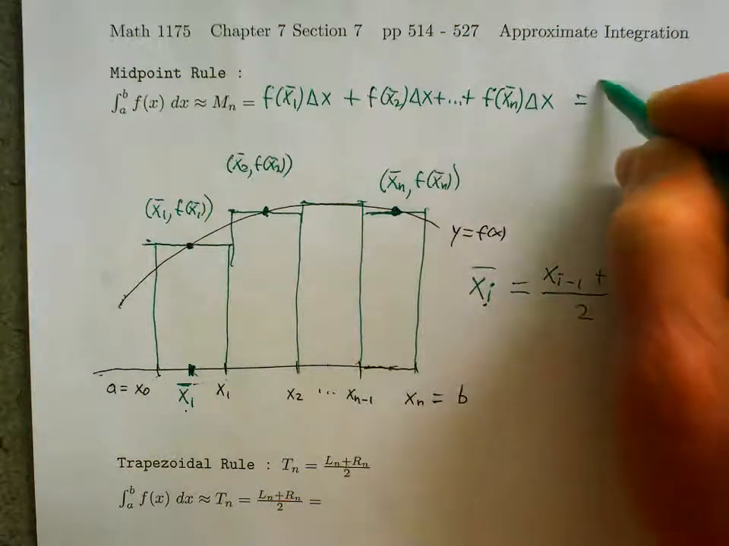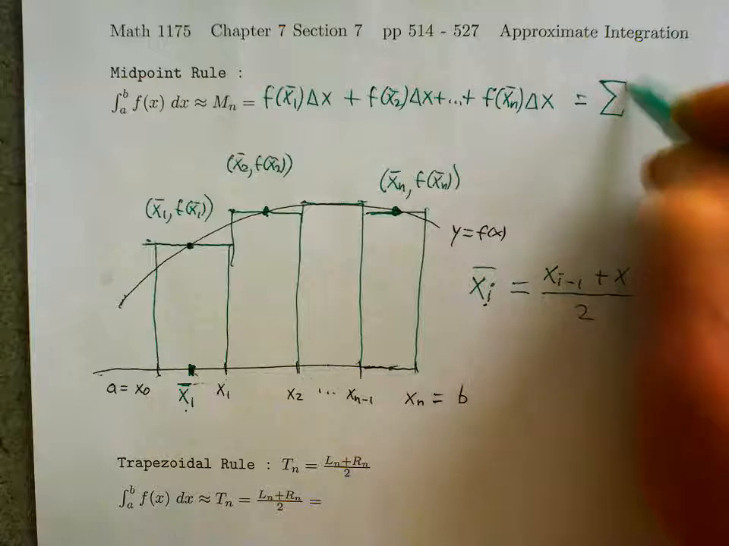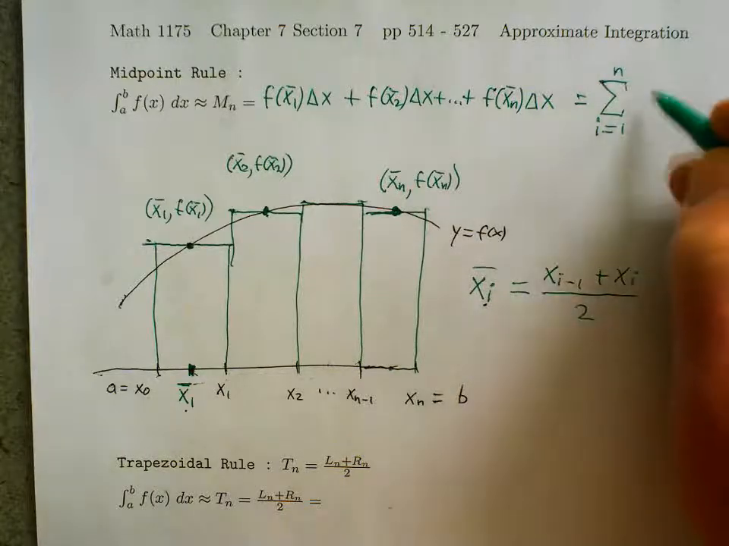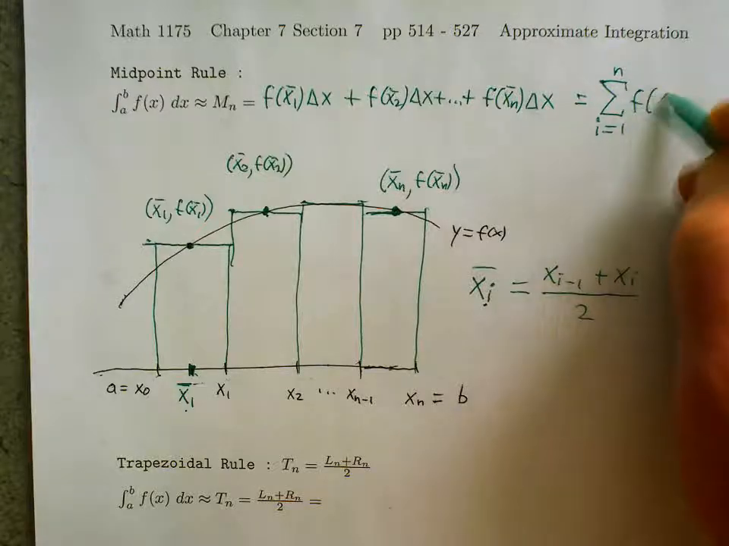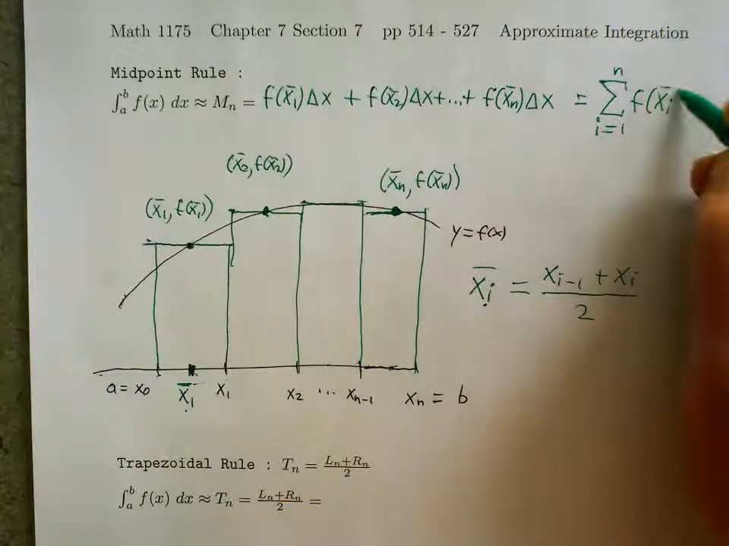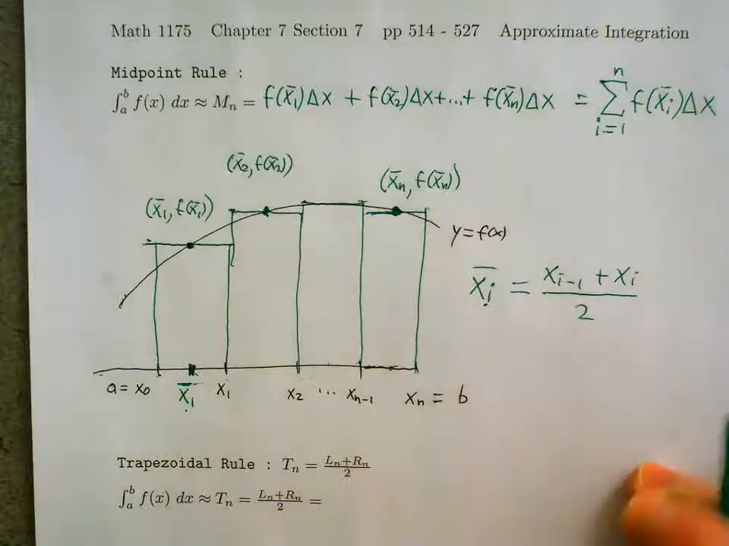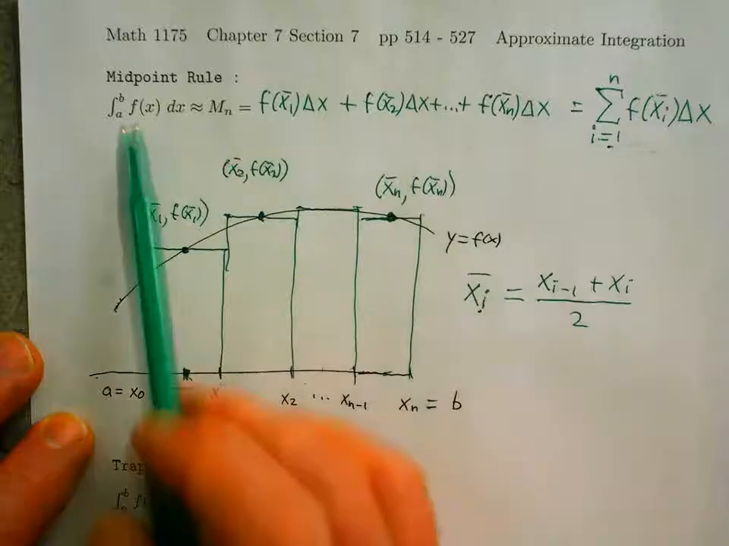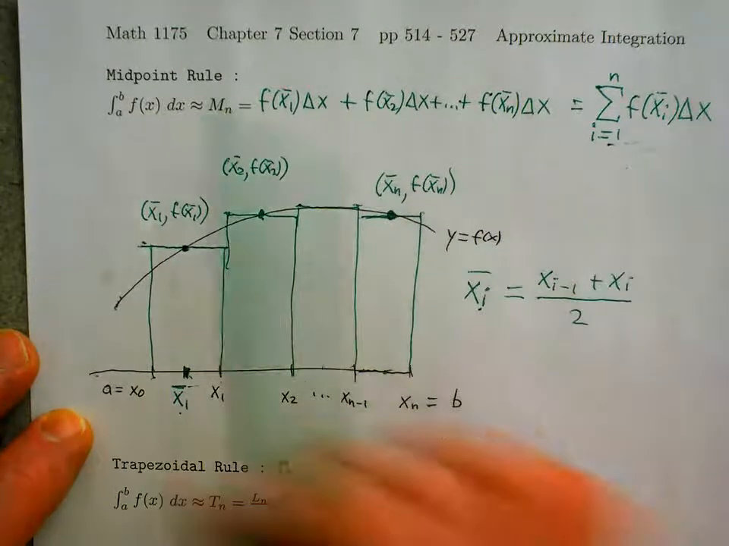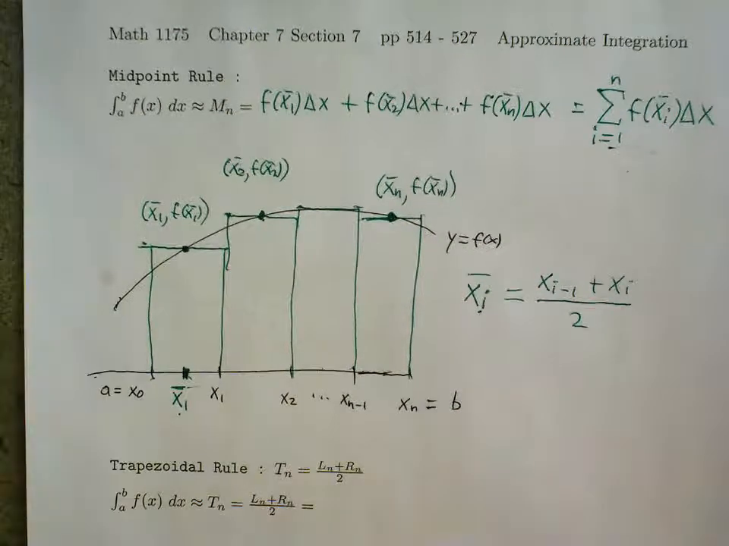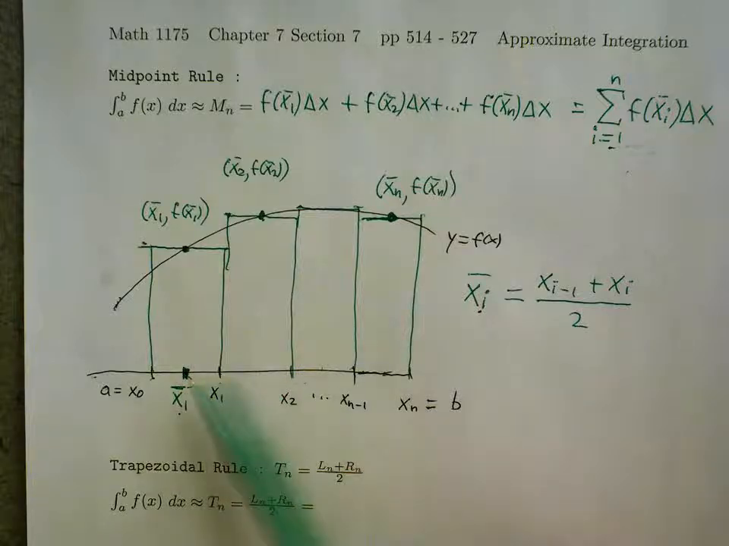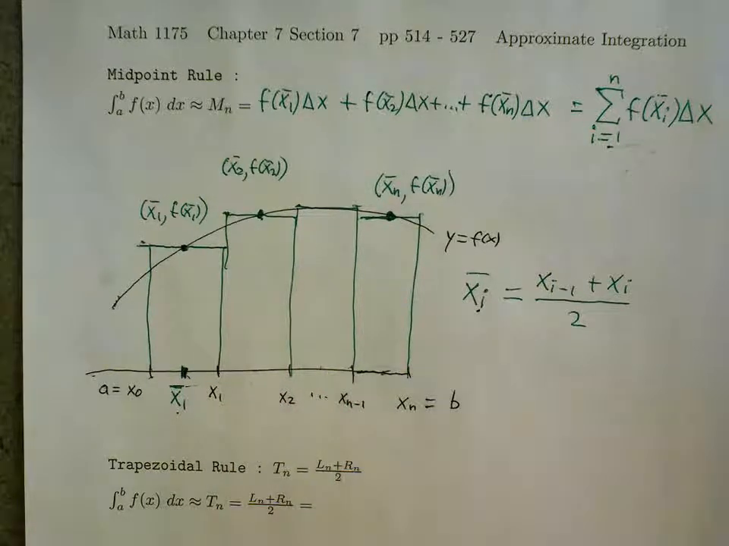And then in sigma notation, from i equals 1 to n, the terms have the form f of x sub i bar times delta x. So this is the approximation of the definite integral using the midpoint rule. The midpoint rule is sort of tedious because when you're applying it, you have to calculate the midpoints of all of those intervals.